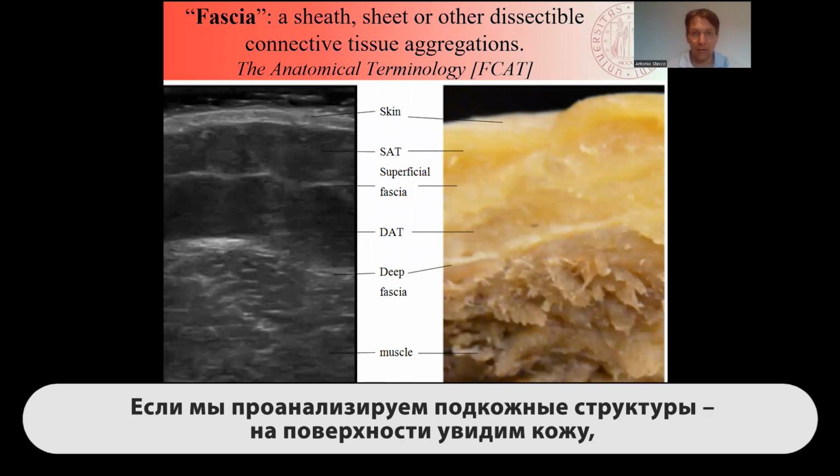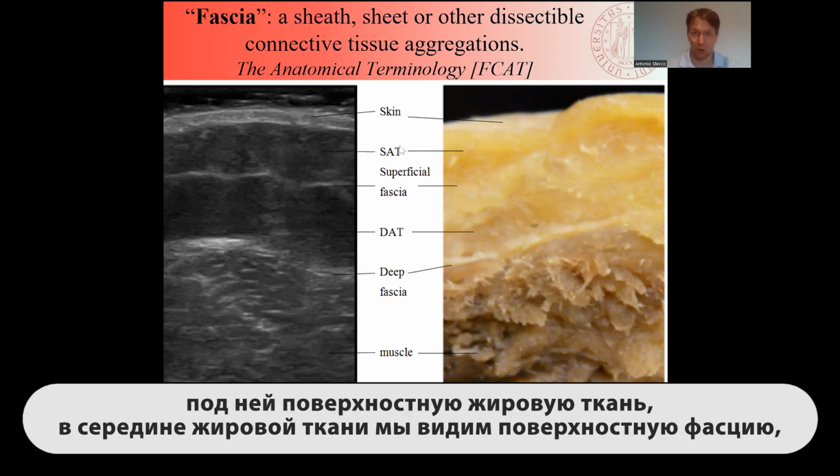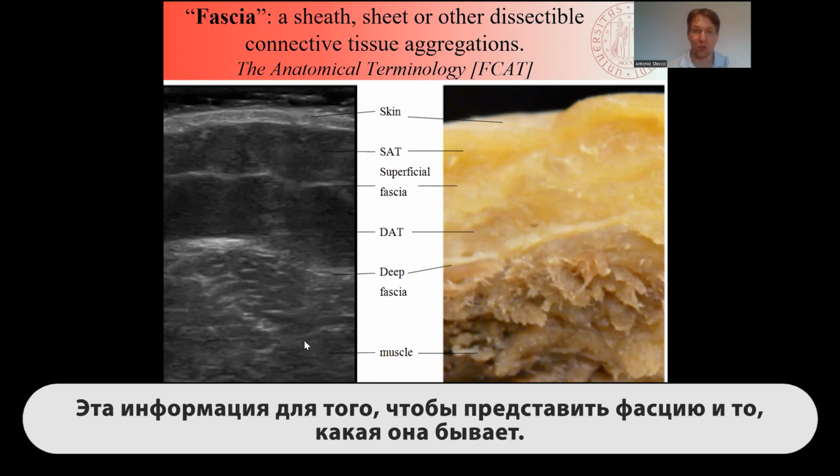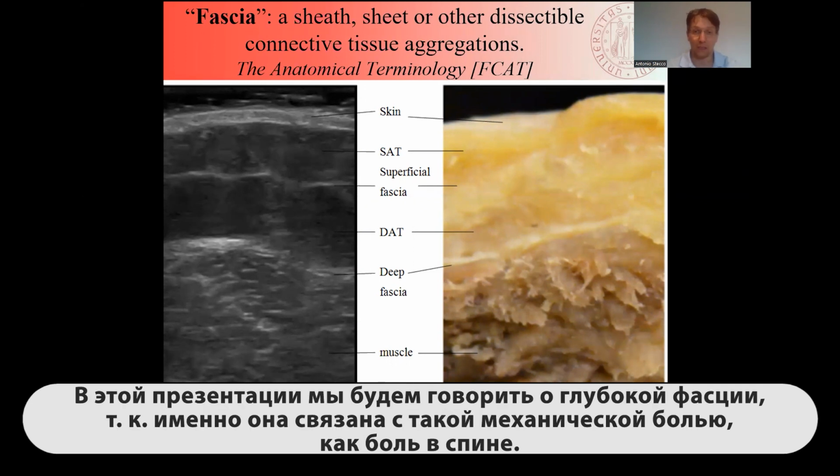So if we try to analyze the subcutis, we can see at the top the skin, below we can see the superficial adipose tissue. In the middle of the adipose tissue, we can see the superficial fascia. Then we can see the deep adipose tissue, the deep fascia, and the muscle. So this is just to introduce what is fascia and what are the different types of fascia. In this presentation, we will talk about deep fascia that is definitely more related to mechanical pain, like low back pain.